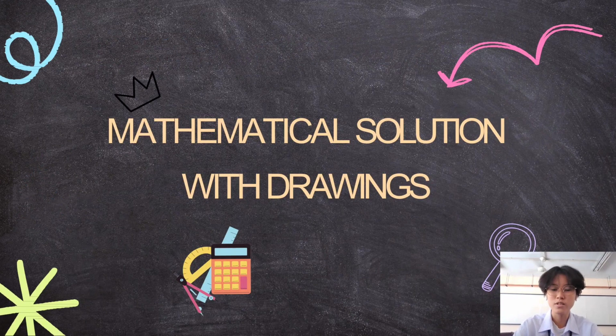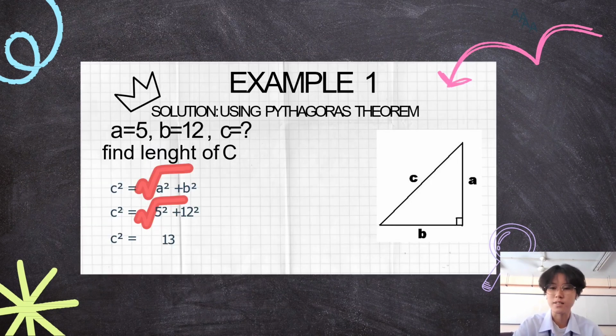Okay, next we're going to talk about mathematical solutions with drawing. First, the solution using the Pythagoras theorem. If A equals 5 and B equals 12, we're going to find C. How do we find C? We can use the formula C squared equals A squared plus B squared. After we put all the data into the formula, we get C equals 13, and 13 is the length of C.